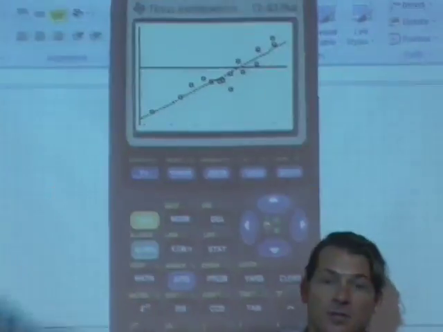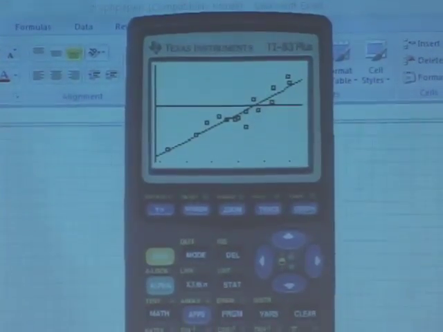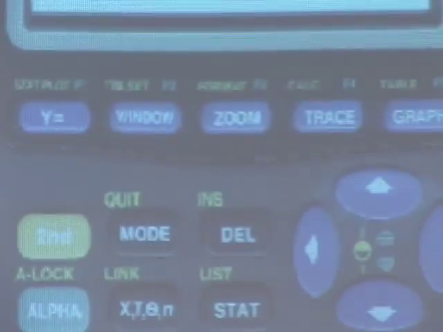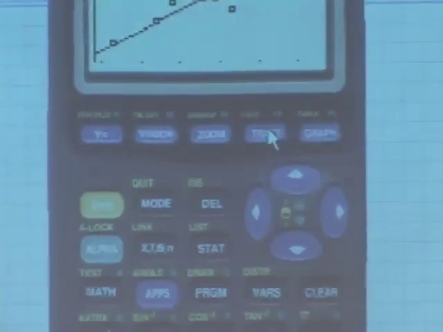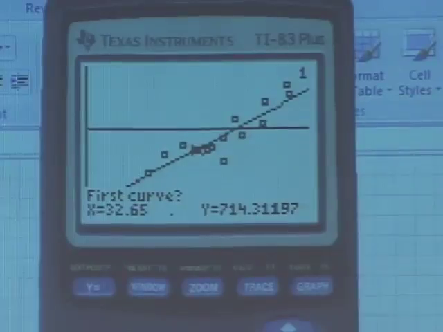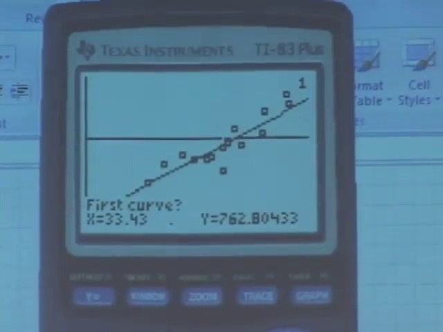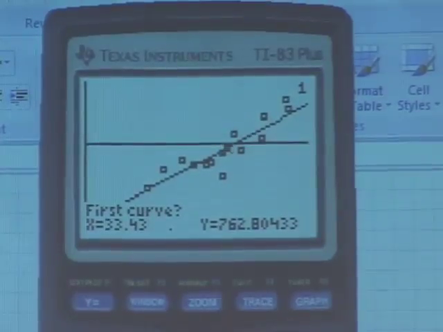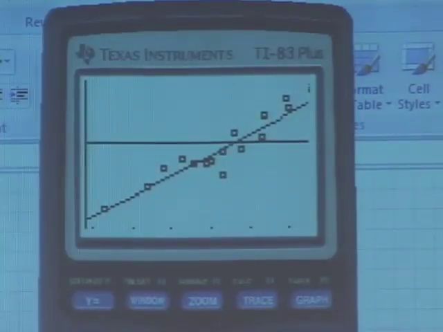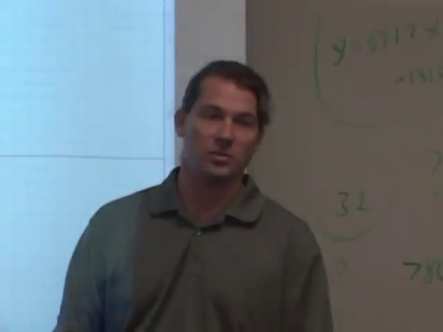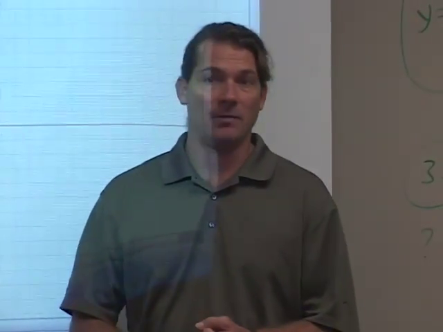How do you find the intersection of two lines on this calculator? Remember back to the first week of class, right? We talked about how to do the intersection. Second, calculate, intersection, number 5. And all you have to do is get this thing somewhere close, and really with lines it can be pretty far off. And hit the enter button 3 times. 1, 2, 3. You're actually answering 3 questions. It's not some fancy enter 3 times button. You're answering first curve, second curve, and guess. But it's going to be the same every time if you have 2 lines.